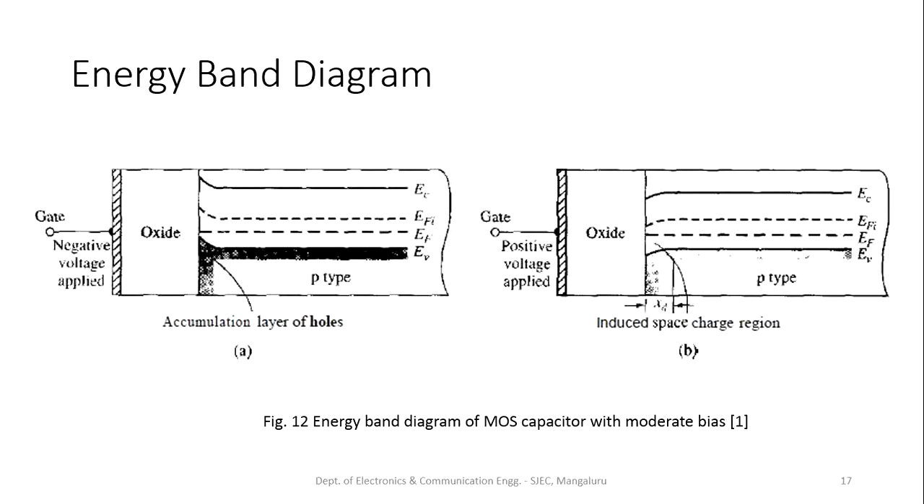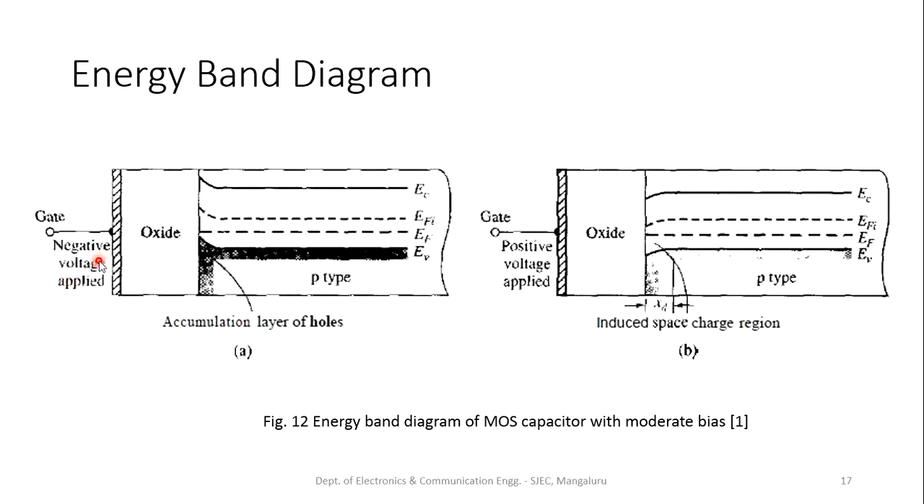Welcome to Module 4, Part 8. In this section, we are going to discuss the energy band diagram of the MOS capacitor. Consider the case when a negative voltage is applied to the gate terminal.